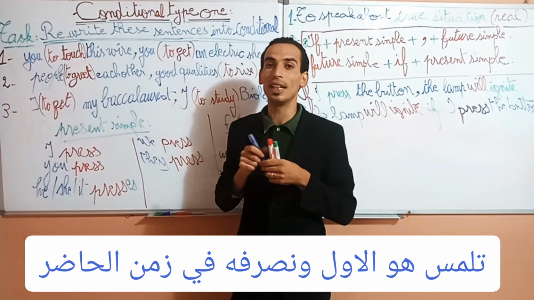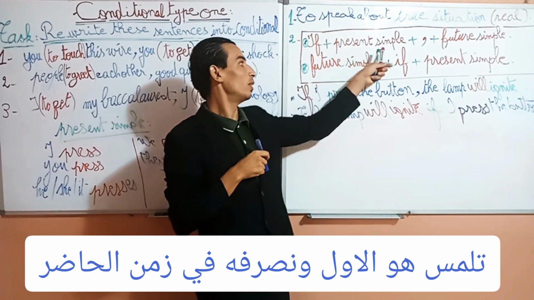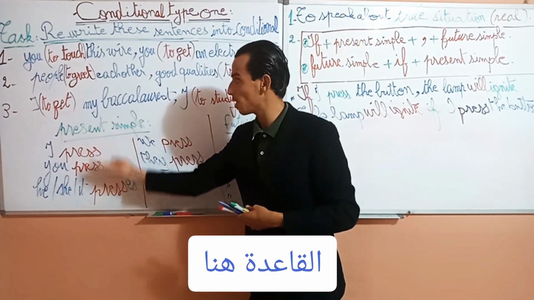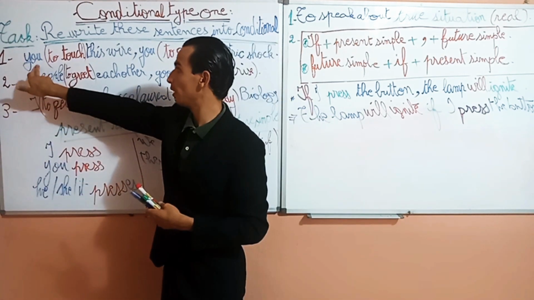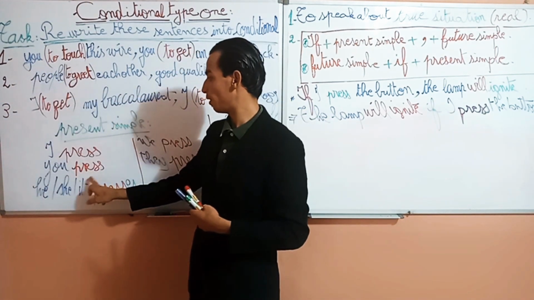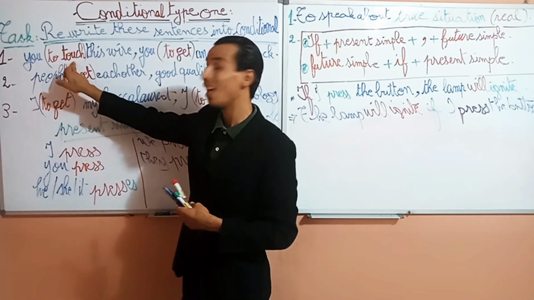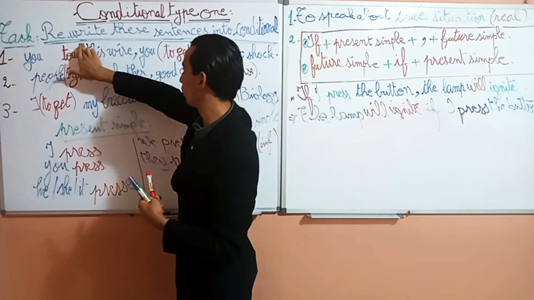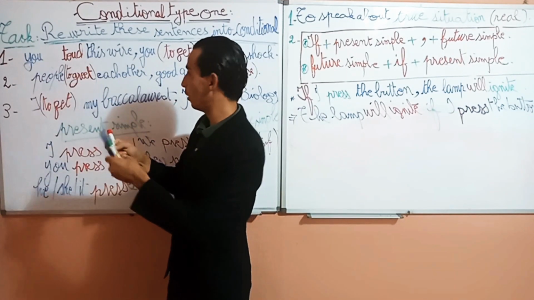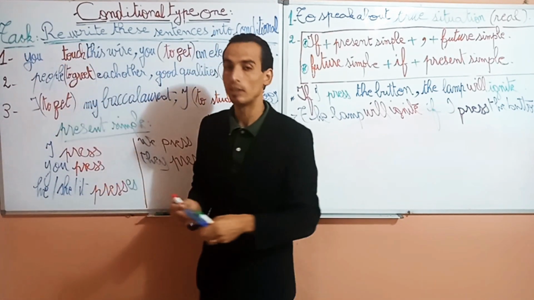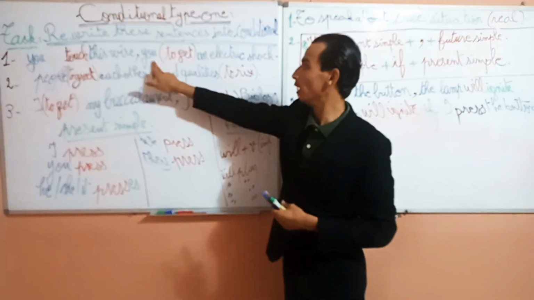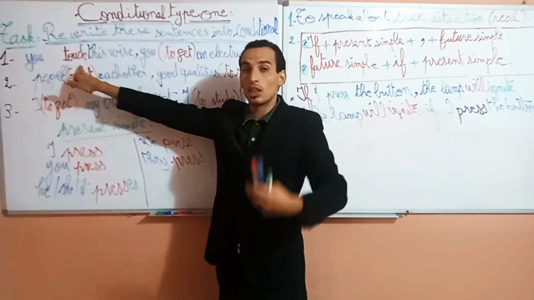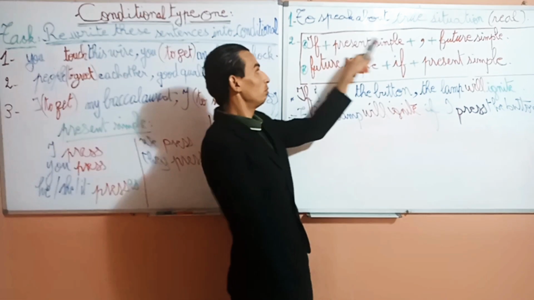We conjugate it into present simple. The rule of present simple is here. What do we have here? You. The verb, we say you touch. So we omit the brackets and to, and we have you touch. Here, you to get. This verb is the result, and the condition is in present simple.